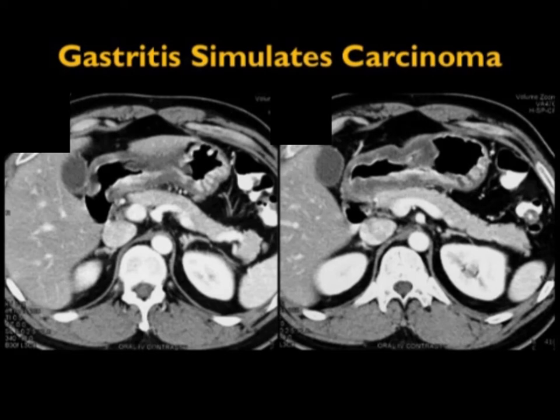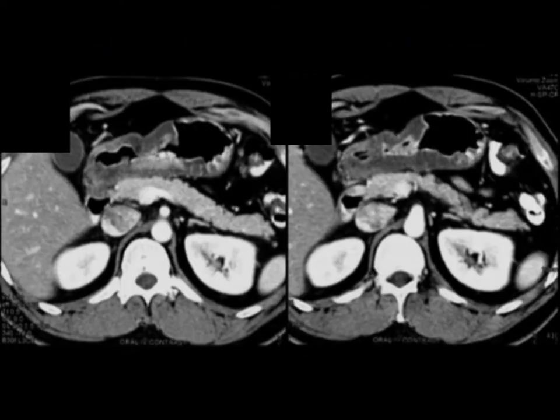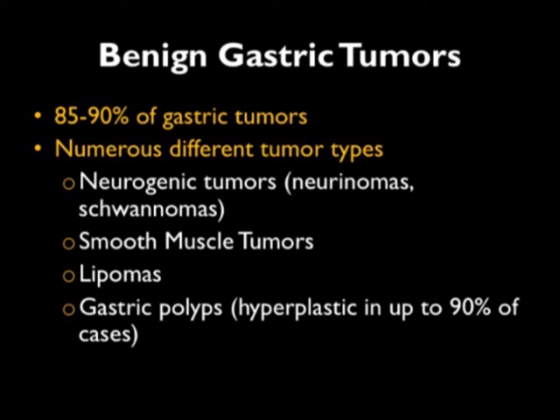Here's the example of the edematous submucosa in the antrum in a patient with gastritis. Just a very nice example. Now let me just mention a couple things about benign tumors of the stomach.